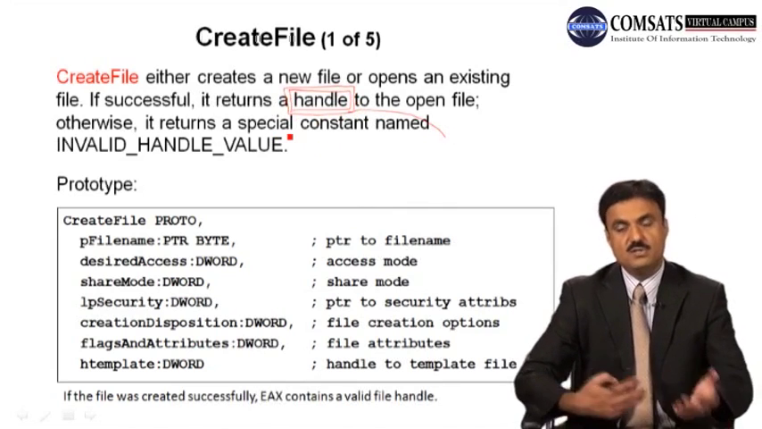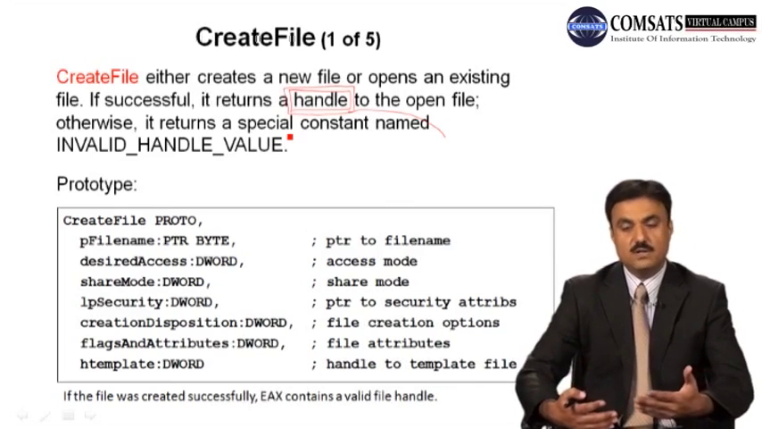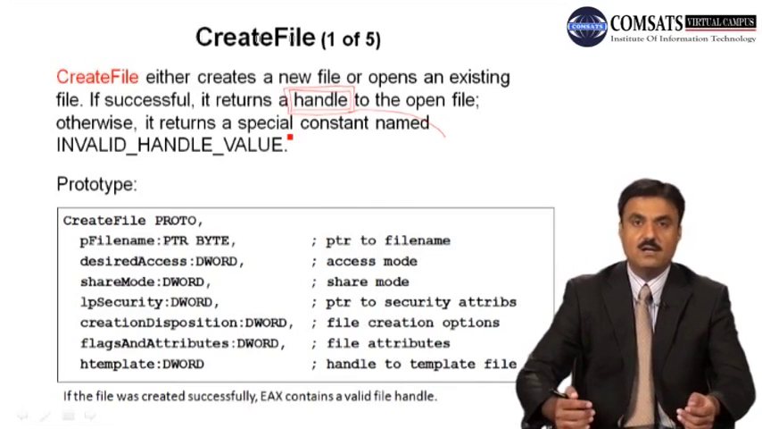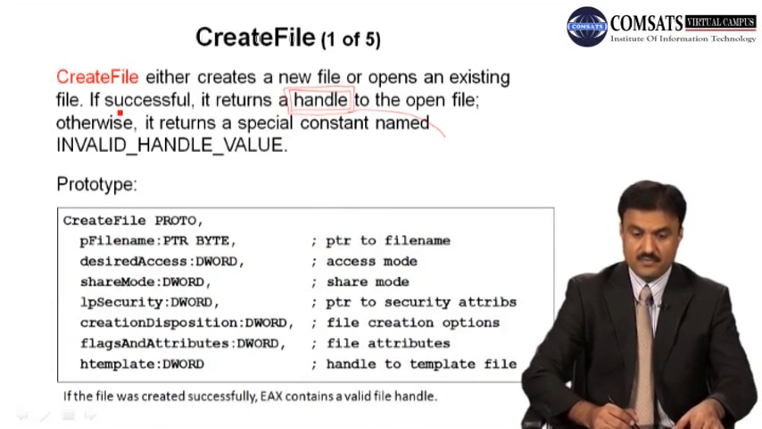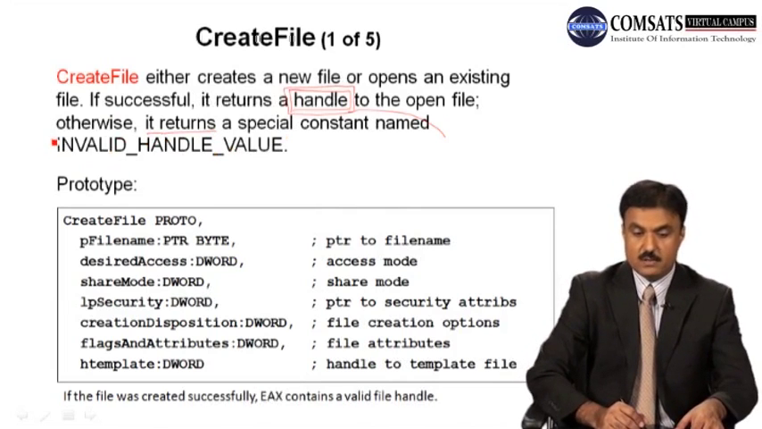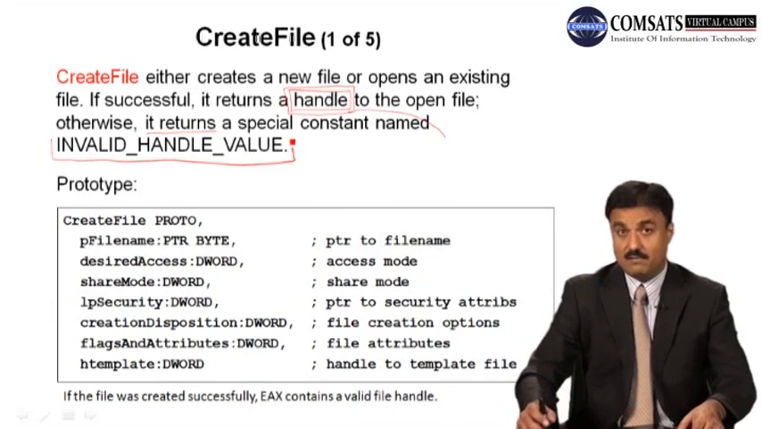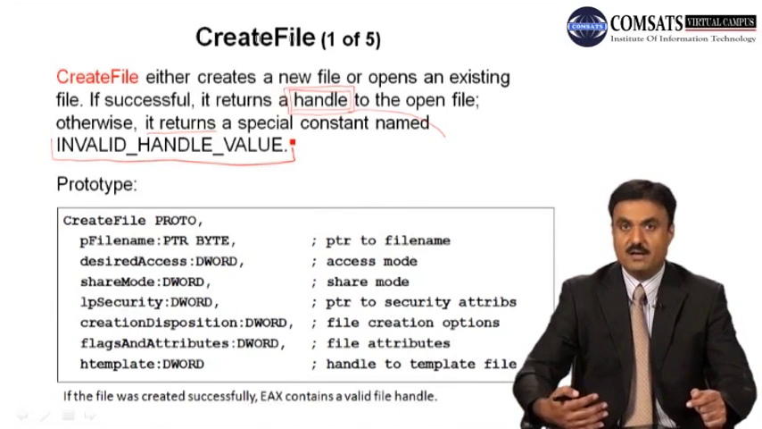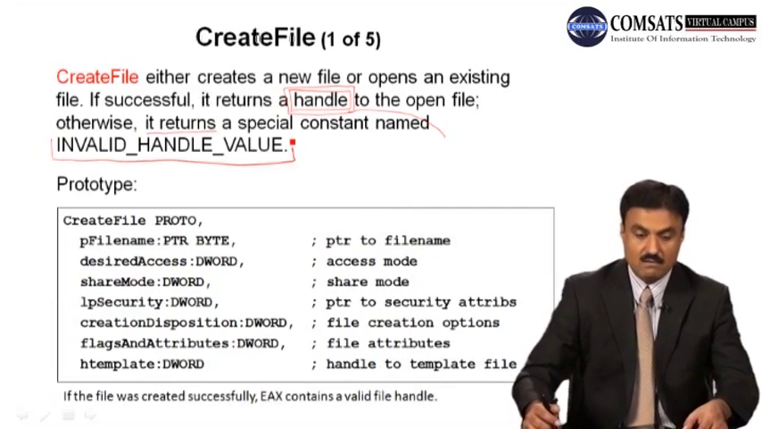This handle will be used when you want to write information inside the file, or when you want to read information from the file, or even if you want to close that file. So we need this handle information. In case it fails, it returns a special value that is called the invalid handle value. For example, if you try to open a file that is not there, you will get the invalid handle value.